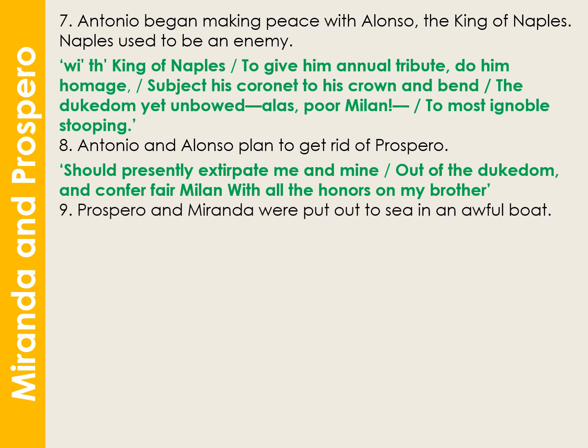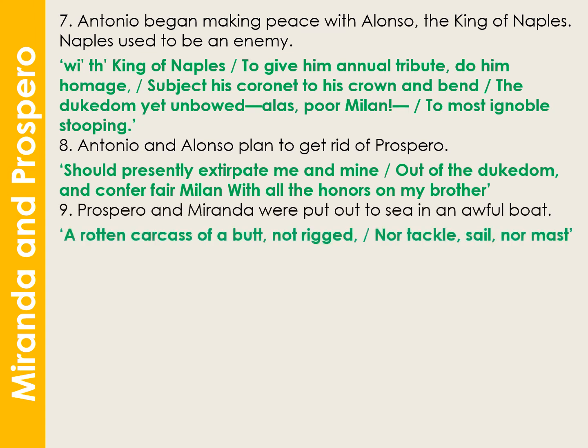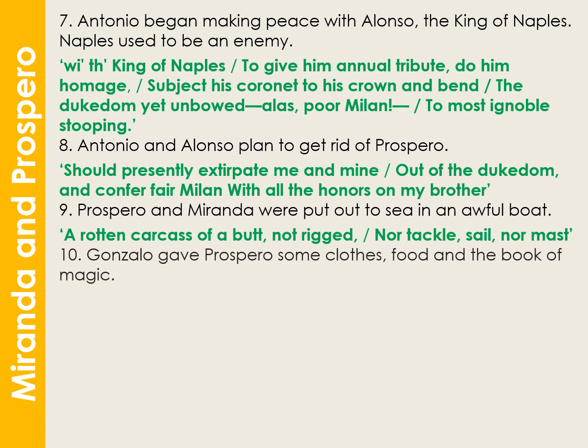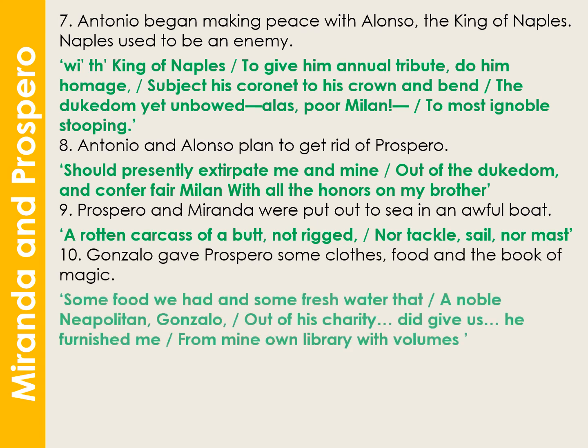Number 9, Prospero and Miranda were put out to sea in a boat, "a rotten carcass of a butt, not rigged, nor tackle, sail, nor mast." We'll look at that next lesson in more detail. Number 10, Gonzalo gave Prospero some clothes, food, and the book of magic.